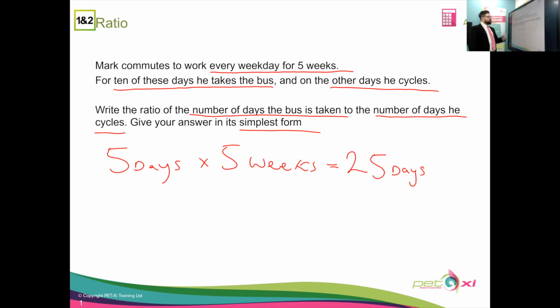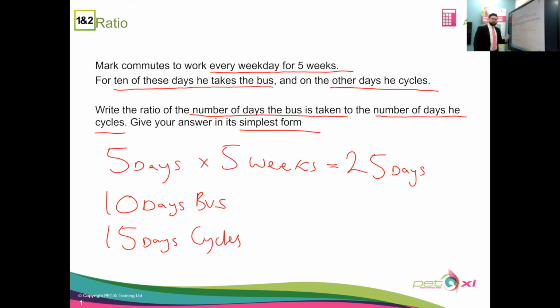Now, we already know that the number of days he takes the bus is 10, so we can take those away. So we've got 10 days that he takes the bus. And again, a simple sum, but you can use your calculator to double check. 25, take away the 10 days, gives us 15 days. So that means that for those 15 days, he cycles.